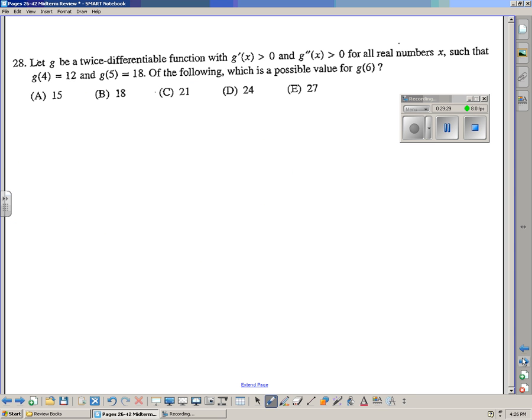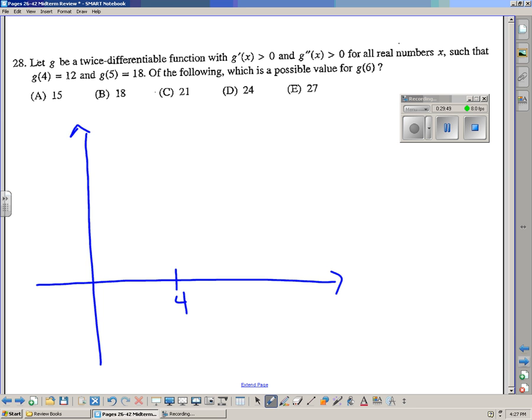And number 28. It says this is a tricky question. So, well, not tricky, but it's a good question. Let g be a twice differentiable function with g prime of x greater than 0 and g double prime of x greater than 0 for all real numbers x, so that g of 4 is 12 and g of 5 is 18. Try to draw a scale version of this function. g of 4 is 12. g of 5 is 18.